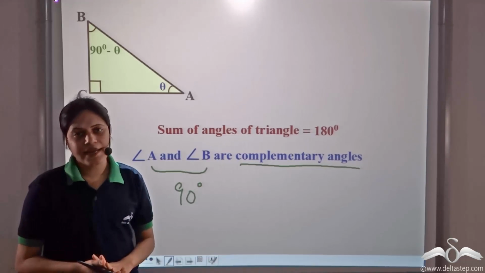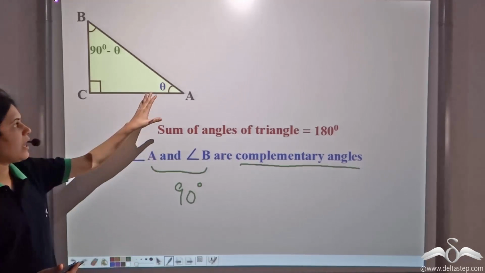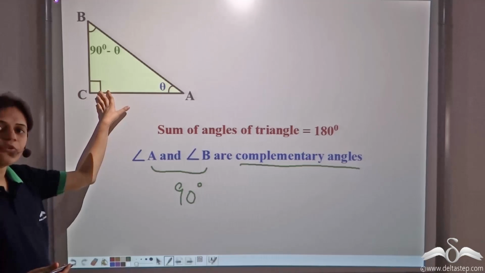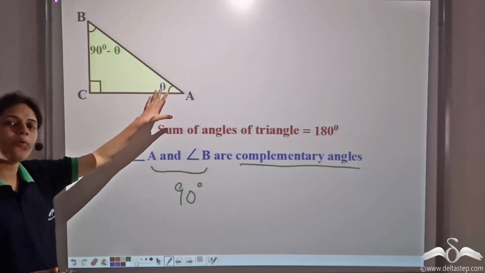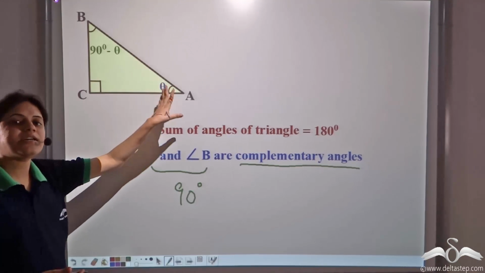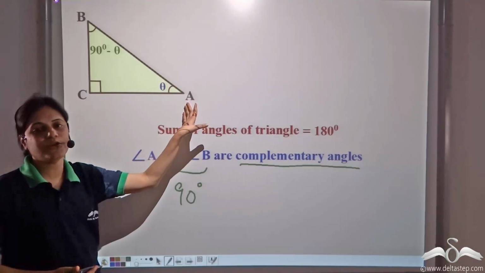So in a right angle triangle, these other two angles apart from the right angle are always complementary angles, because their sum will always be equal to 90 degrees.